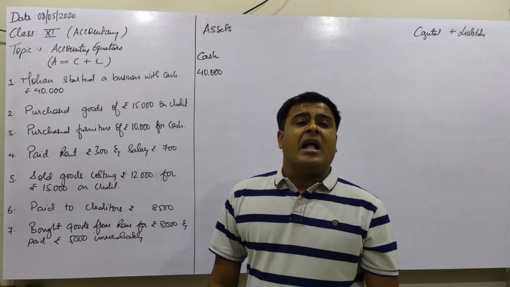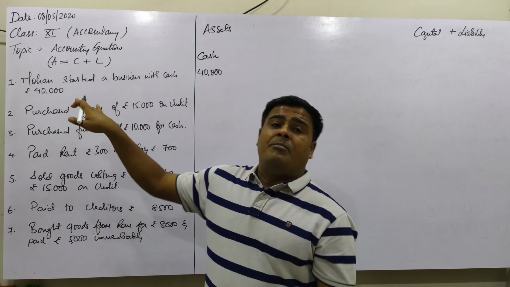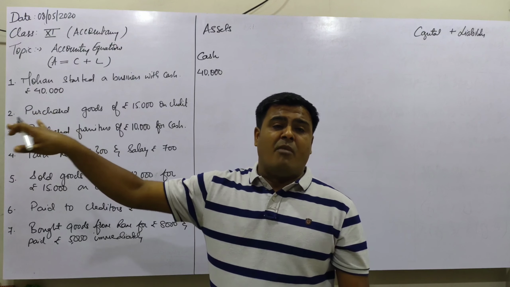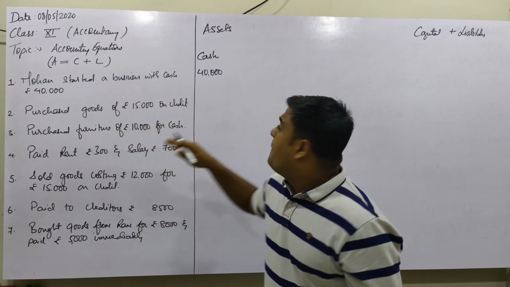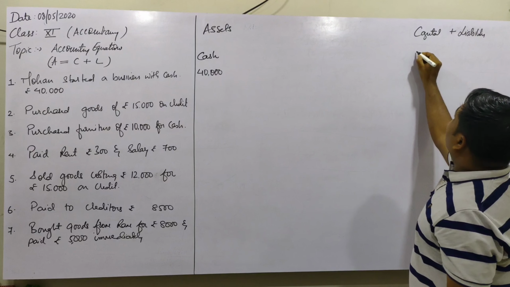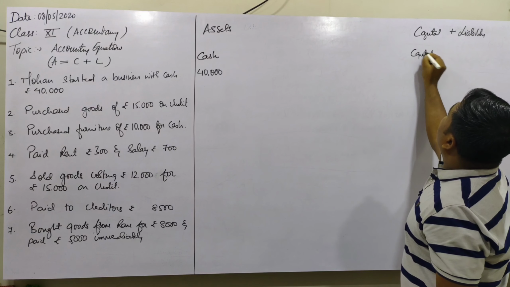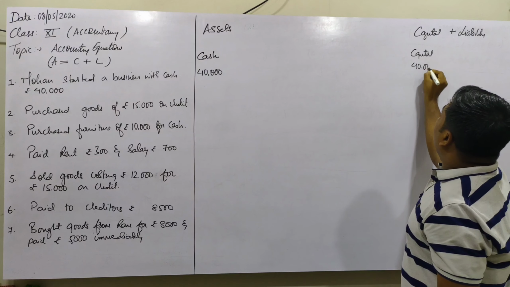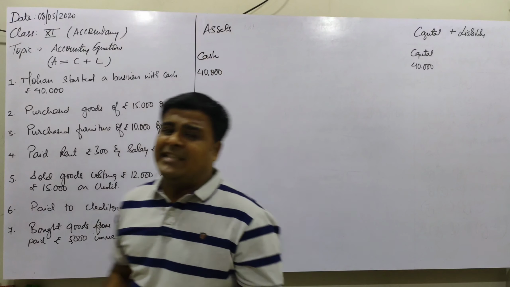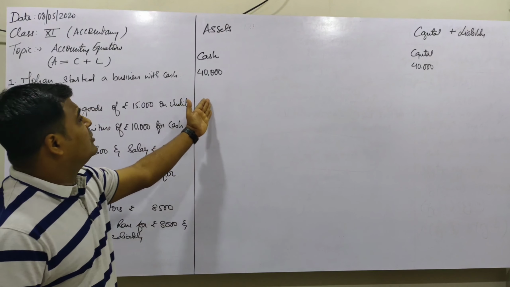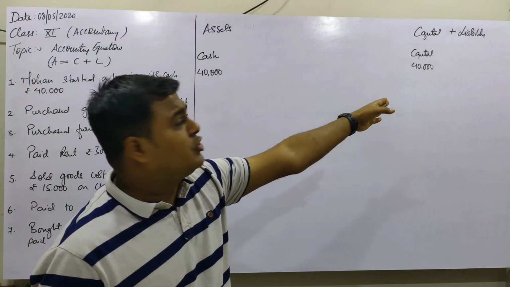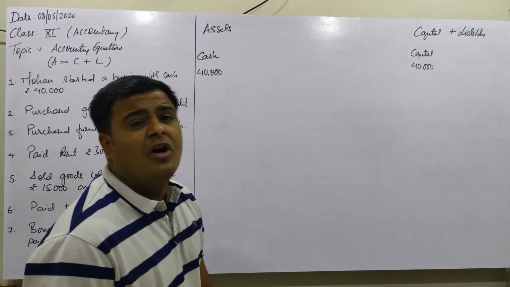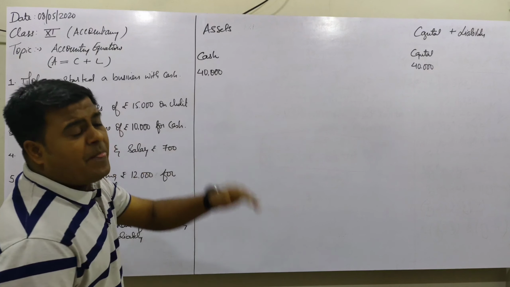So it affects the capital, as owner brought in anything in the form of cash, goods or asset in the business. So our capital is 40,000. So here you can see that on the asset side we have a total of 40,000 and on the capital plus liability side also, we have the total of 40,000.